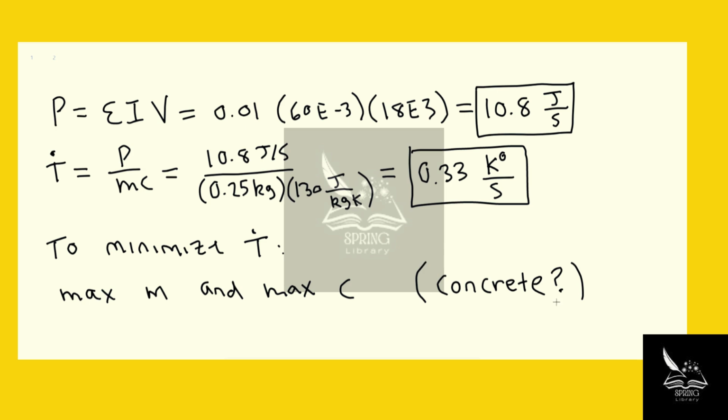Anyway, there are plenty of other materials that you could consider by looking at a table of specific heats and masses. We were asked to find the rate of change of temperature increase. We found that, 0.33 degrees Kelvin per second. And we were asked to find the actual power delivered to X-rays, which is 10.8 joules per second. So that's it.